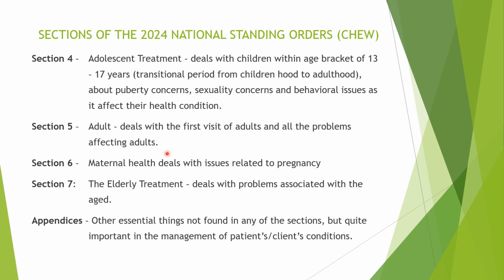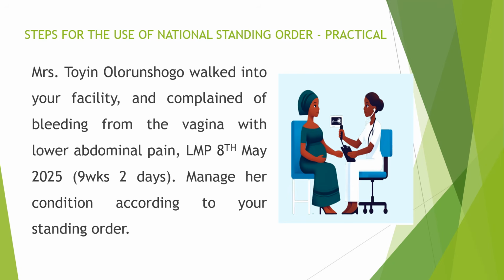Section 5 is adult health, which deals with the first visit of adults and all the problems affecting adults. Section 6 is maternal health, which deals with issues relating to pregnancy. Section 7 is the elderly treatment, which deals with the problems associated with the aged. Then the appendix covers other conditions which are very, very important, but they are not in the standing order.